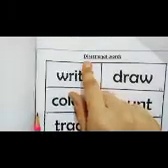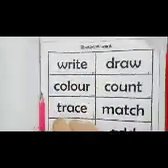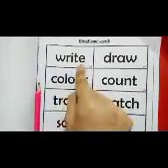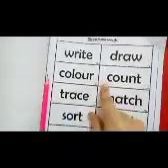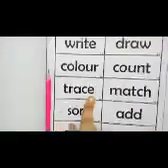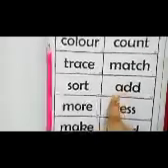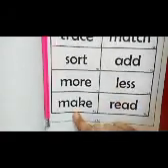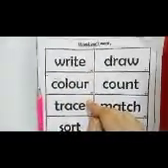Directional words. We have already done this page in class. Now we will review again. Say the words with me: write, draw, color, count, trace, match, salt, hat, more, less, make, read. Learn these directional words with the help of your parents.